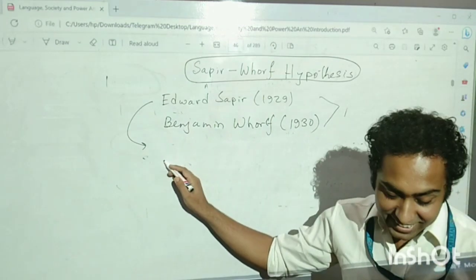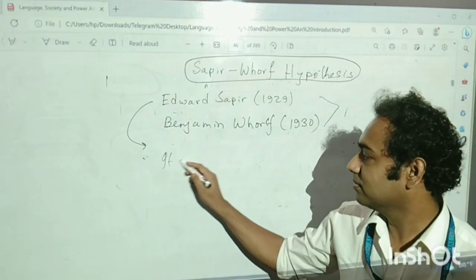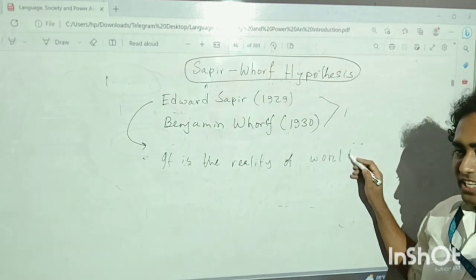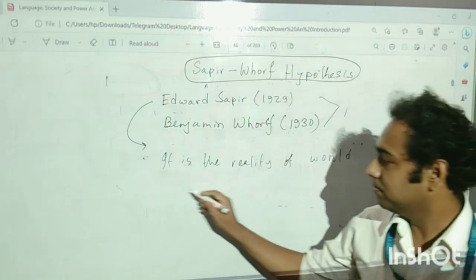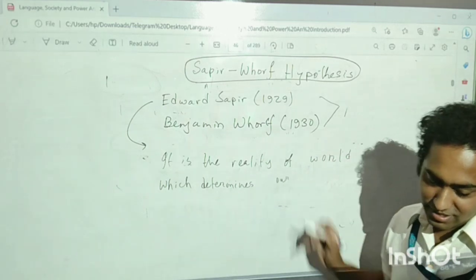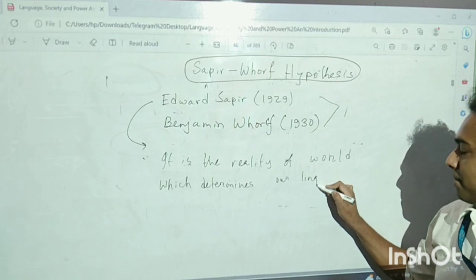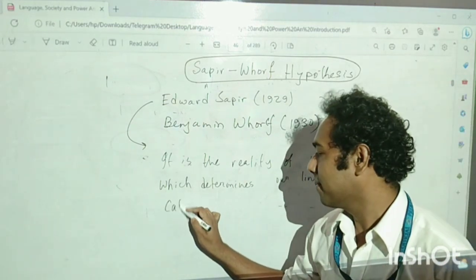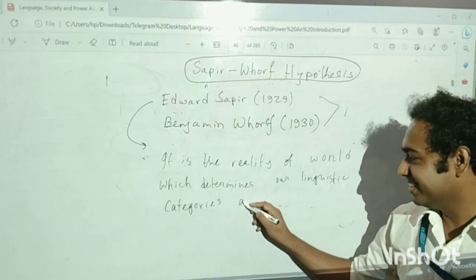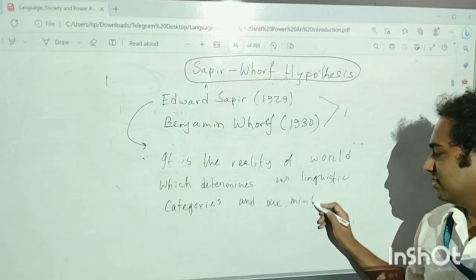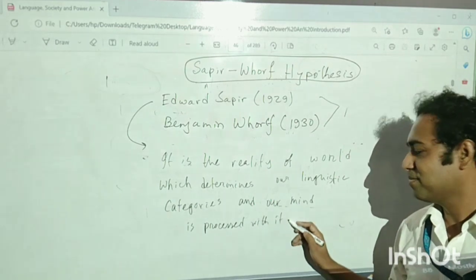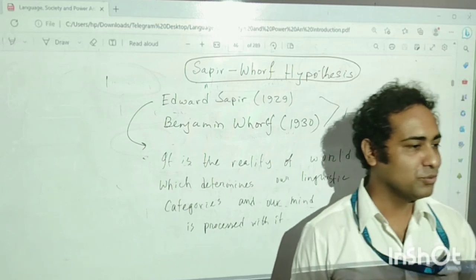Benjamin Whorf in 1930 said, it is the reality of the world. Please write it down. You will not find it in the book; this is a summarized version. It is the reality of the world which determines our linguistic category, and our mind is processed with it.